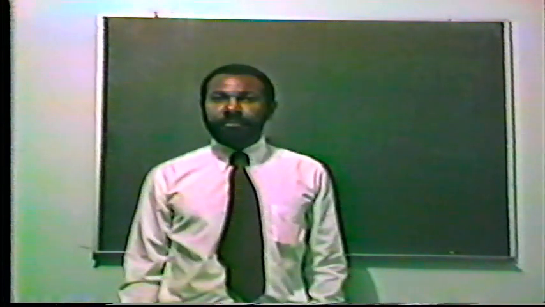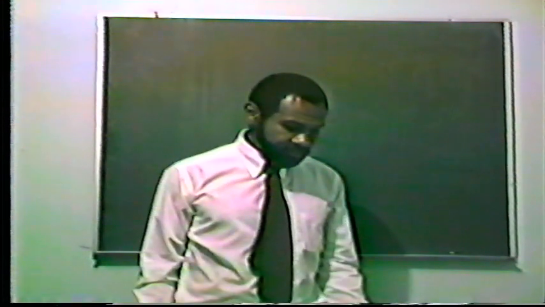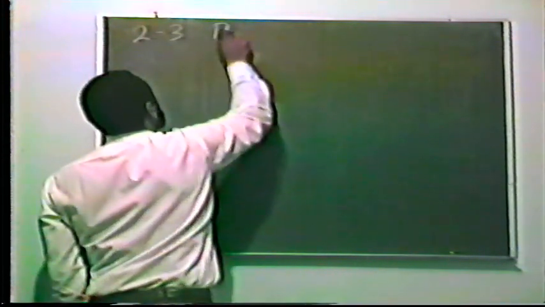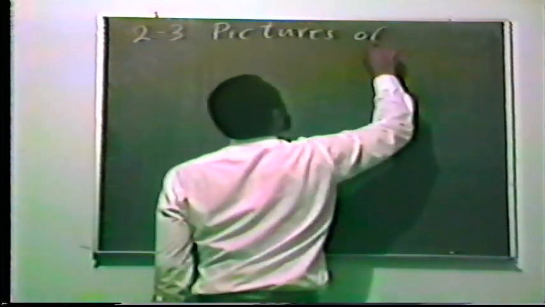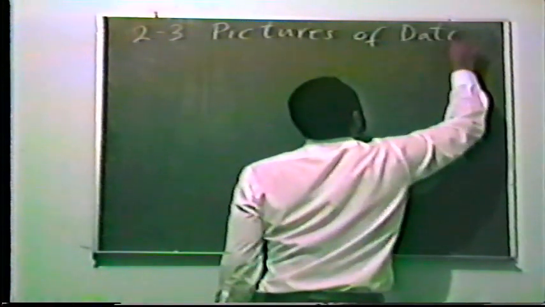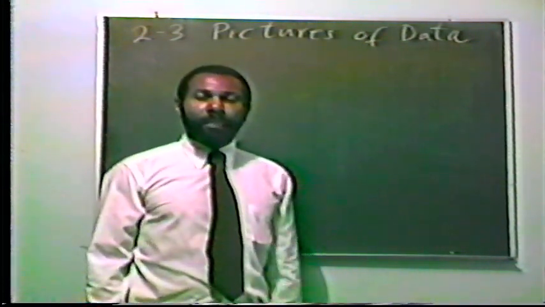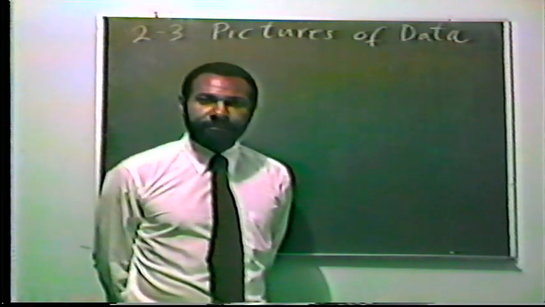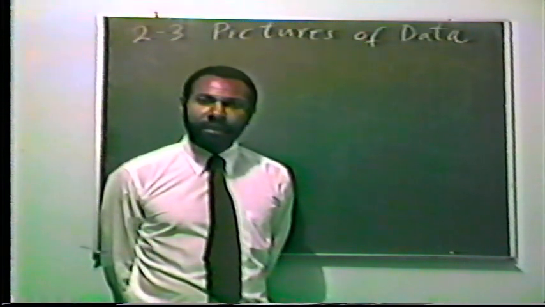This lesson is on pictures of data. This is section 2-3 in your textbook. There are many different pictures you can make of data. We're just going to take a look at 4 of them.